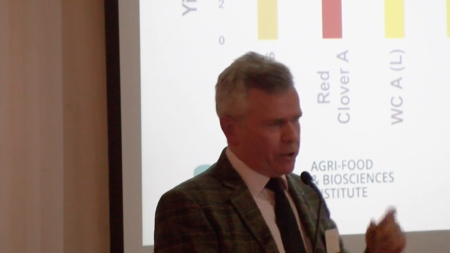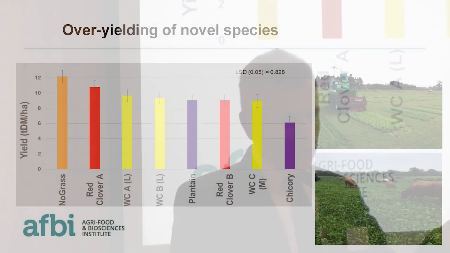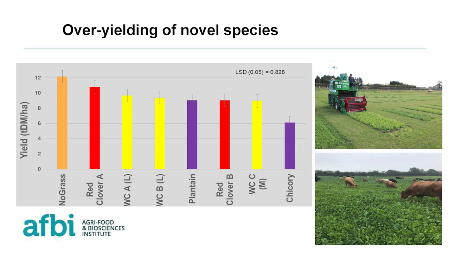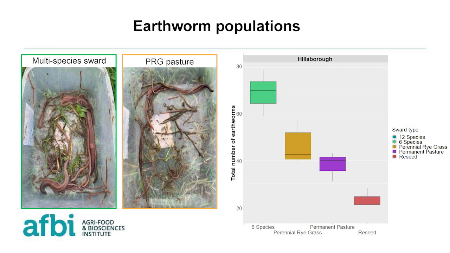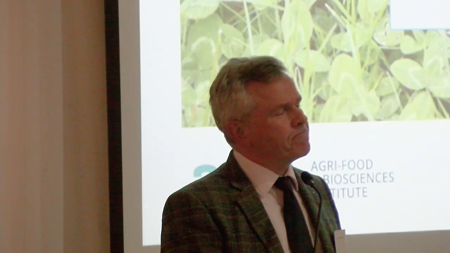Over-yielding also occurs. I'll speed up, Ian. That just shows you how different species coming together gives you an additive effect. The sum of the parts is greater than the sum of the components, or however that phrase goes. And also there's that benefit beneath the surface with the deeper rooting. We found under multi-species swards at grazing trials at Hillsborough higher populations of deep burrowing earthworms beneath the surface, which was good for soil health.